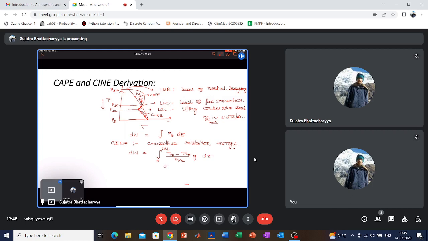Now what we will do is that dP is equal to minus rho G dz. Fine, and this is particularly for the environment. Therefore dP by P will be equal to minus G by Rd TVE dz. So dP by P will be equal to G by Rd TVE dz. Fine.